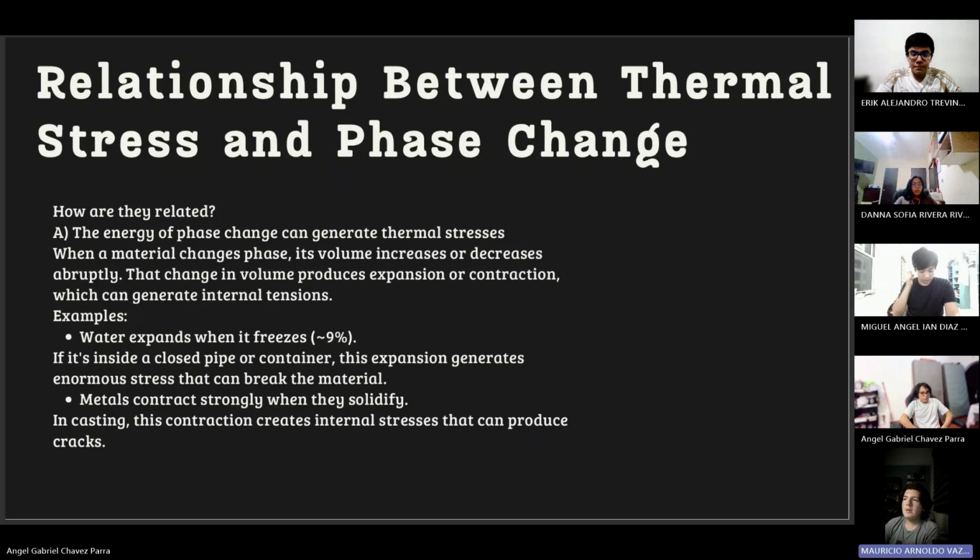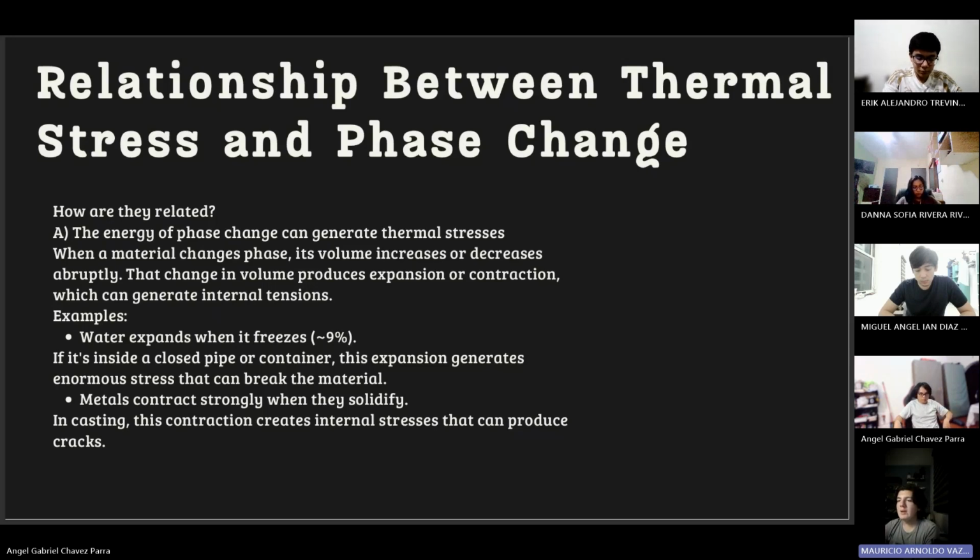Relationship between thermal stress and the phase change. The energy of the phase change can generate thermal stress. When a material changes phase, its volume increases or decreases abruptly. The change in volume produces expansion or contraction, which can generate internal tensions.